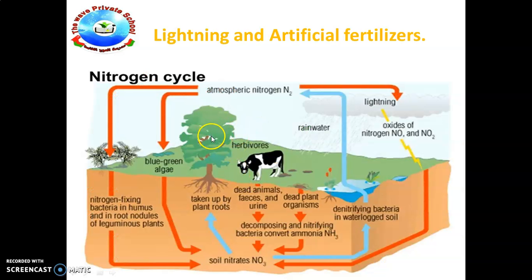So here you can see the lightning and artificial fertilizers. By the nitrogen cycle we are having these artificial fertilizers. How are we getting them?